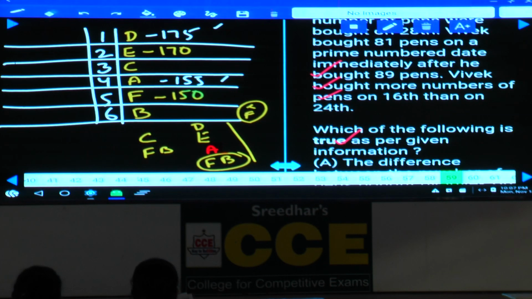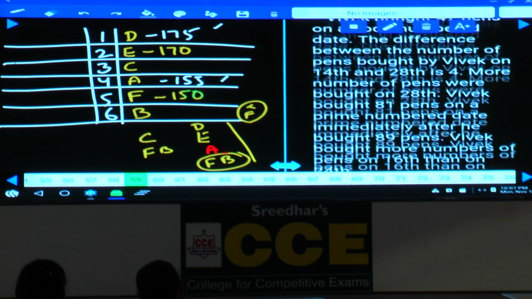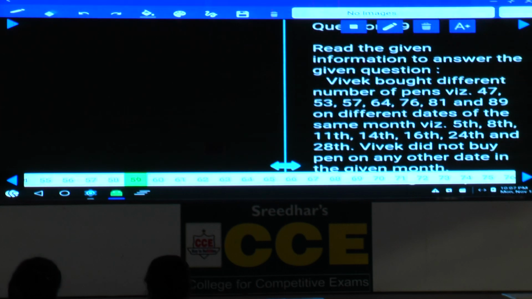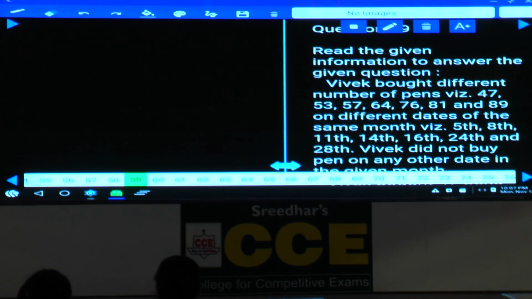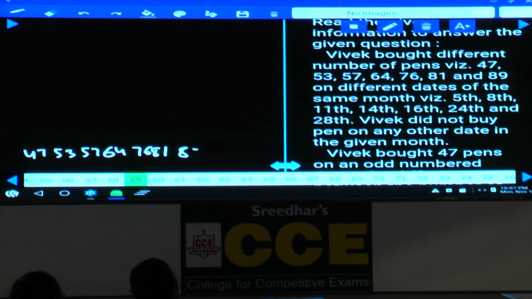Then coming to 59 to 65. Now in this 59 to 65, it is based on Vivek, who bought different numbers of pens. We need to find out how many pens this person has bought. Vivek bought different numbers of pens: first write down these pens, 47, 53, 57, 64, 76, 81, 89, on different dates in the same month.